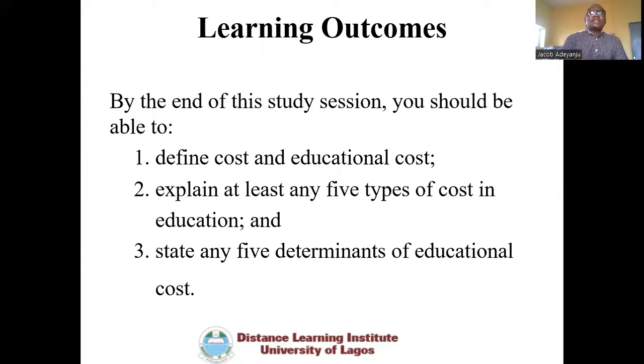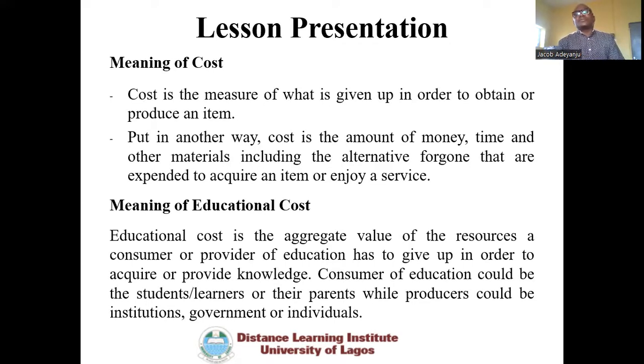What are you expected to achieve at the end of this study session? By the end of this study session, you should be able to: 1, define costs and educational costs; 2, explain at least any 5 types of costs in the education system; and 3, state any 5 determinants of educational costs. Let us begin proper.